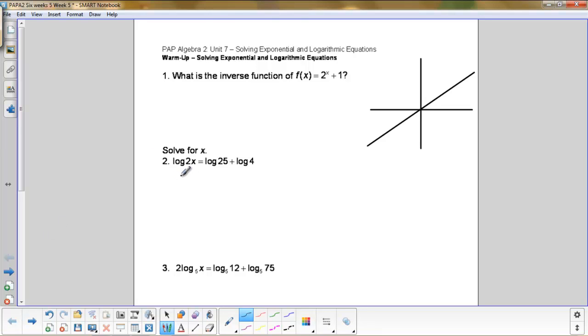Please begin today's notes session by completing these 3 warm-ups. We'll discuss these 3 questions at the beginning of class tomorrow.